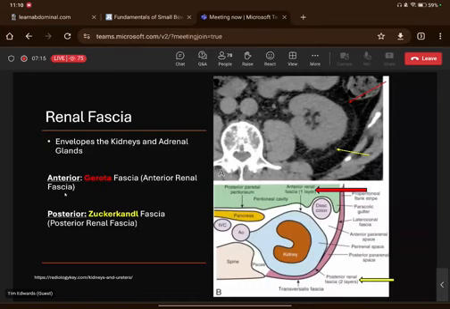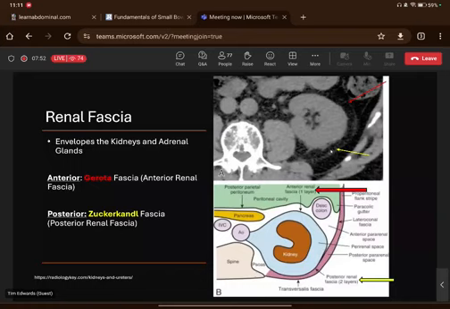And then posteriorly, as we can see on this schematic, it forms two layers. Here, where it merges with the lateral conal fascia, it appears slightly thicker on CT. And here we can see the lateral conal fascia coming in, signified by the yellow arrow, that is Zuckerkandl's fascia, posterior renal fascia. So this area here, this fatty tissue containing the kidney and the adrenal glands, is the perirenal space.